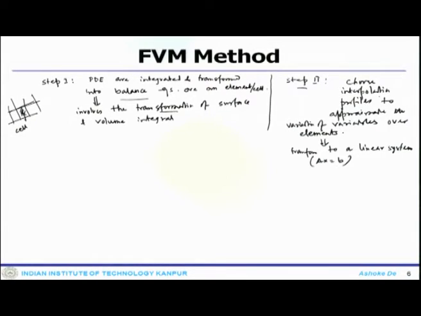So, second step, the whole idea is that this is your discretization process. With this process, you convert all this system to a linear system, and finally you solve for it.